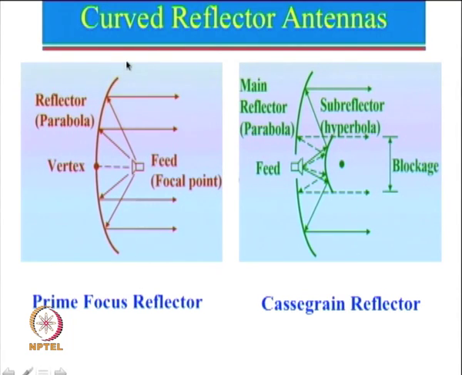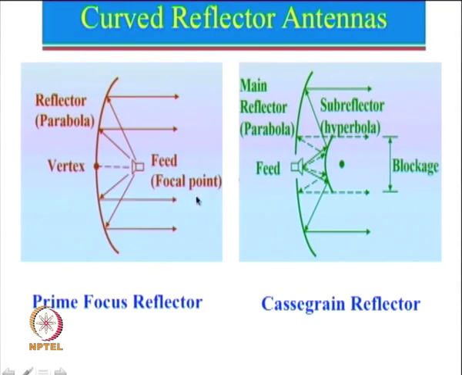You might have studied in your physics course or early mathematics course that the parabola shape has a property that the rays which are coming from infinity, after the reflection they will focus at the focal point. Or in this particular case here, if you put a feed at the focal point and let us say that feed is radiating in this direction.